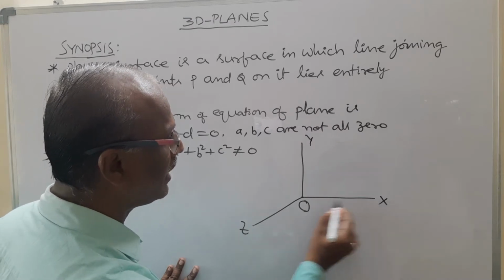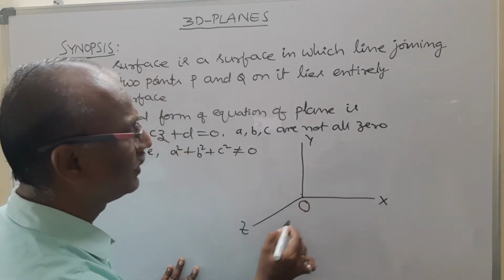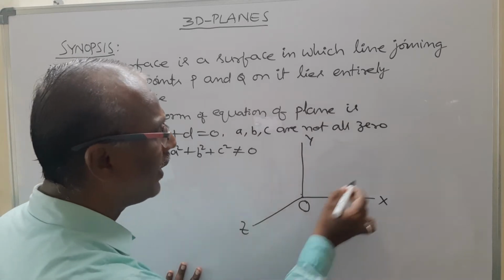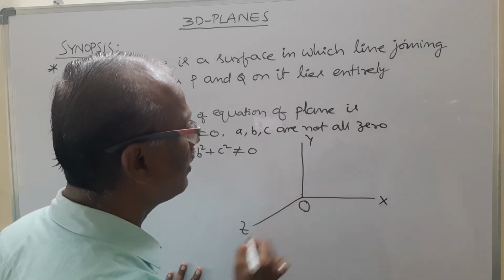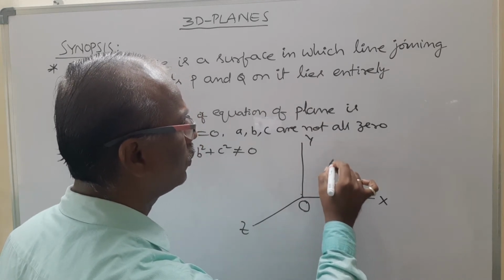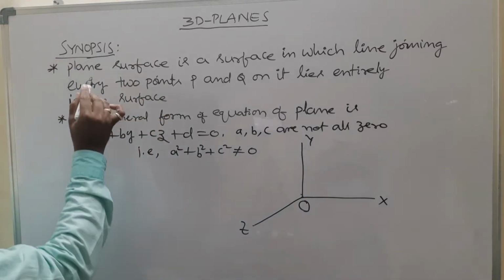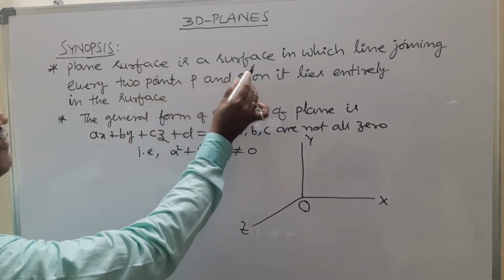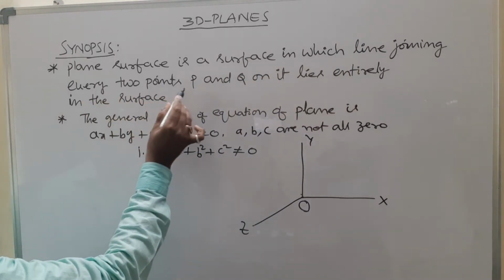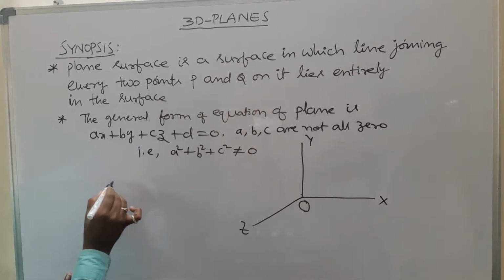Here are three planes: the XOY plane, the YOZ plane and the XOZ plane. These three planes are mutually perpendicular. A plane is a surface, and all geometrical diagrams are drawn on the surface. Here is the definition: a plane surface is a surface in which the line joining every two points P and Q on it lies entirely in the surface.